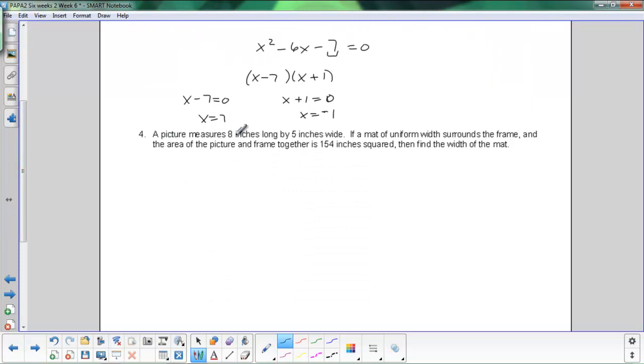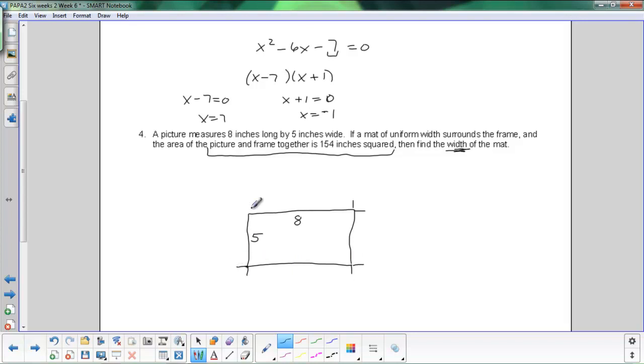Question number 4. A picture measures 8 inches long by 5 inches wide. If a mat of uniform width surrounds the frame, the area of the picture and the frame together is 154 inches. Find the width of the mat. So we're going to have a uniform amount. It'll be the same all the way around the shape. That means this small distance here, all the way around, is x.